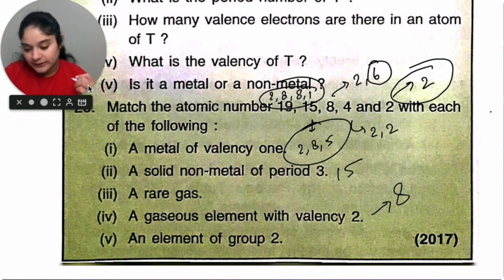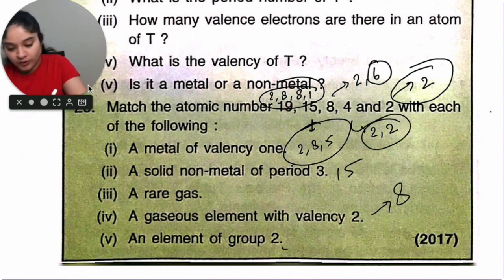Now the fifth one is an element of group 2. Group 2 means number of valence electrons as 2. So your answer will be 4.